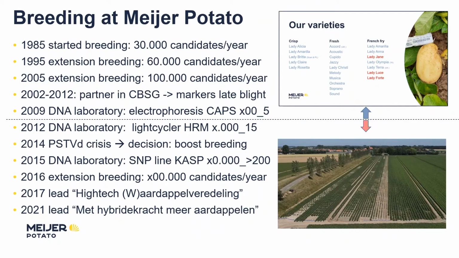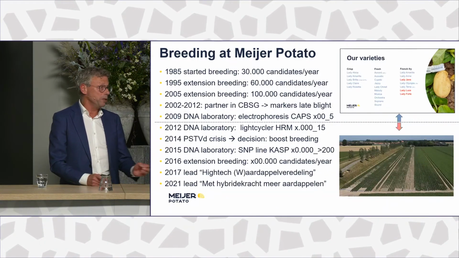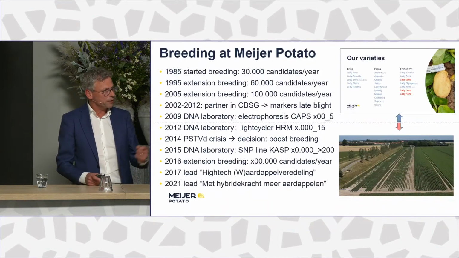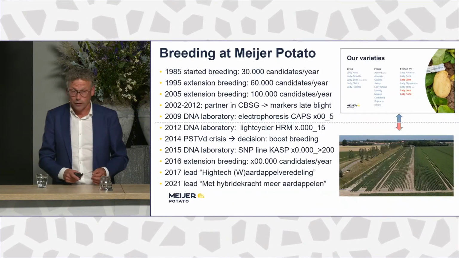So we started with electrophoresis, then we had light cycles, and now in 2015 we have our third generation of DNA analysis techniques. Another very important decision for our future at that time was a big crisis we faced in 2014. We were having PSTVd in the heart of our breeding station. That was a real disaster because we had to throw away all our material, and we could keep only a little bit of our parental lines. If not, maybe we would not have survived this.